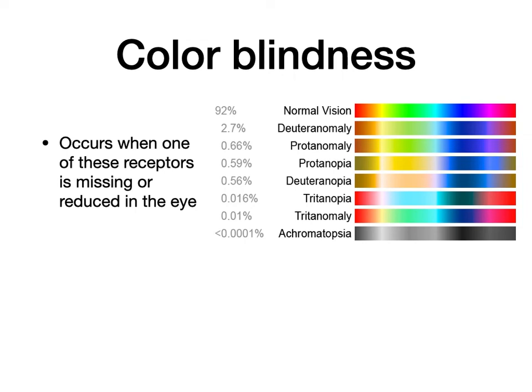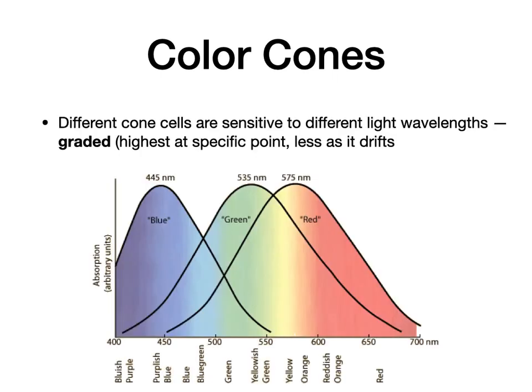Some people have absolutely no different cones. They have one kind of cone, so that all they can get is brightness, right? So that's achromatopsia. It's not especially common. Deuteranomaly is the most common, and then the others all have varying amounts of what is and is not available. If we look back at this tuning curve, imagine removing one of these curves. That's how you get these different profiles of color blindness.